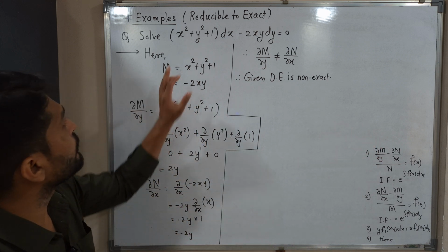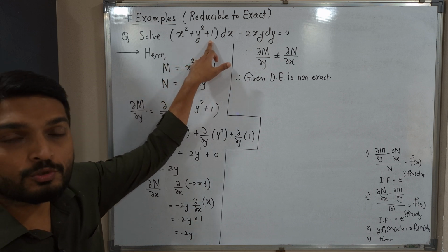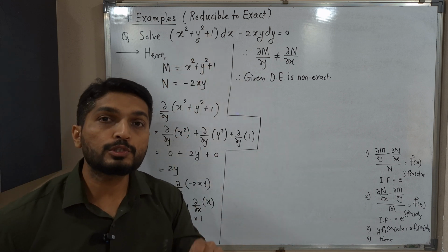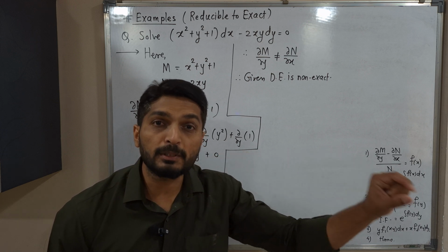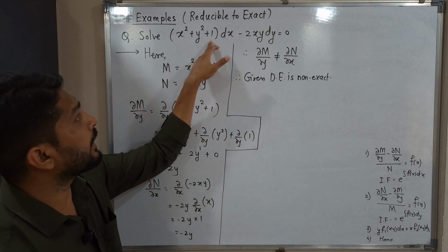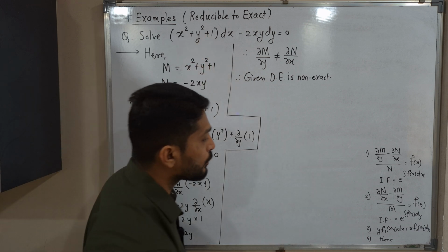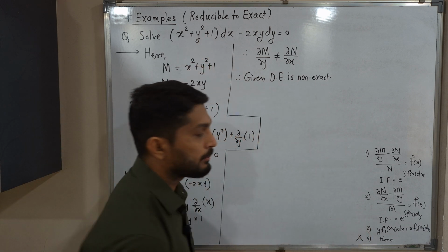Homogeneous, okay, let us check homogeneous. Power 2, 1 is there, which is constant, so power 0. Homogeneous means the degree of each term must be the same. But here we are getting degree 2, degree 1, sorry, degree 0. So the degree is not the same. It means the fourth rule is not applicable.